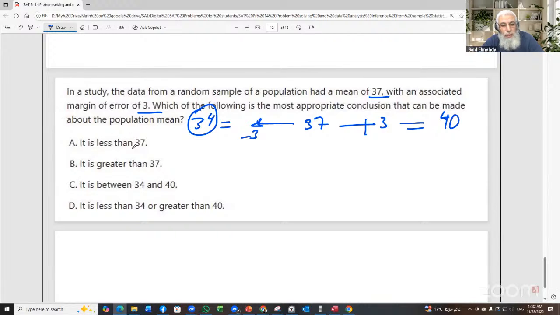Population mean, it is less than 37. It could be. It is greater than. It could be greater than. It is between 34 and 40. This is correct. It is less than. No, this is not correct.